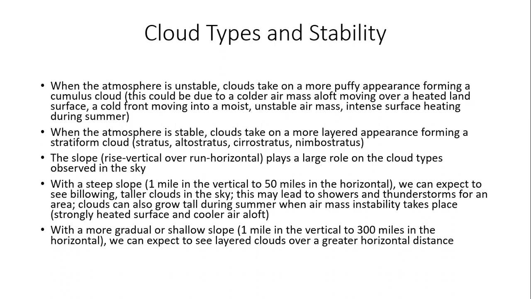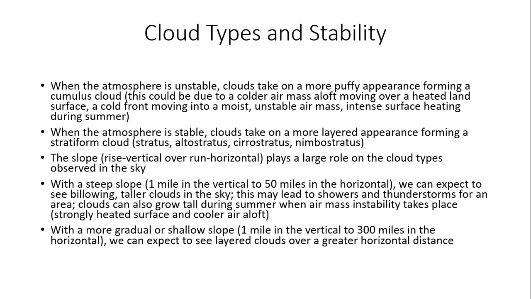All right, so slope, generally the steeper the slope, the more vigorous the warm, moist air ahead of the front. Most of the time when we're talking about slopes, we talk about cold fronts and warm fronts. But in general, the steeper the slope, the more unstable the atmosphere, the more vigorously lifted the air is going to be ahead of frontal boundaries. Additionally, we can get clouds to grow tall during the summer season with air mass instability taking place. And this is, again, due to a strongly heated surface in the summer and cooler air aloft. Anytime you get cooler air over a heated surface, it's an unstable atmosphere situation.